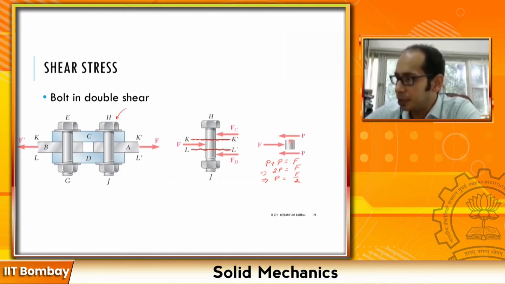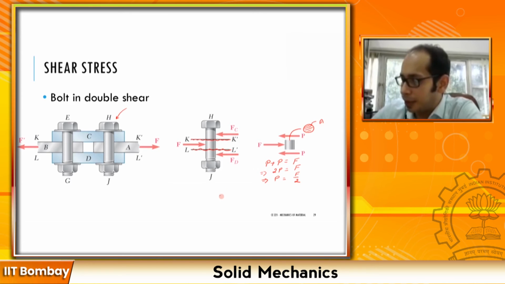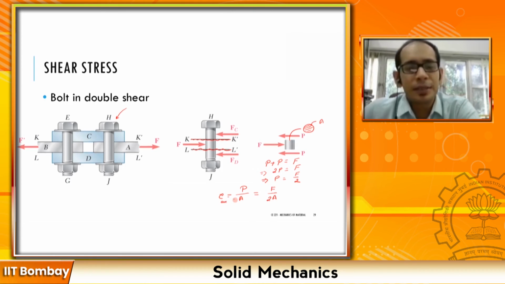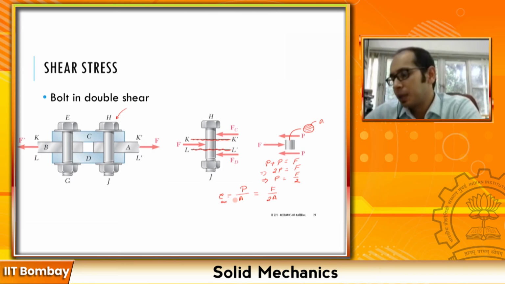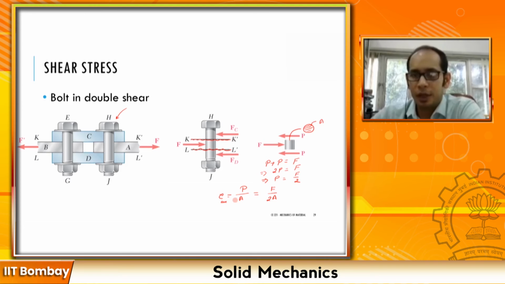Now if this particular bolt has a certain cross section, say A, what is the tau which is acting? Tau is nothing but P divided by the cross-sectional area A. Now if I substitute that, it is F divided by 2A. Again, this is tau average, right? So can you get a feel for which is probably a safer bolt, a bolt in double shear or single shear?